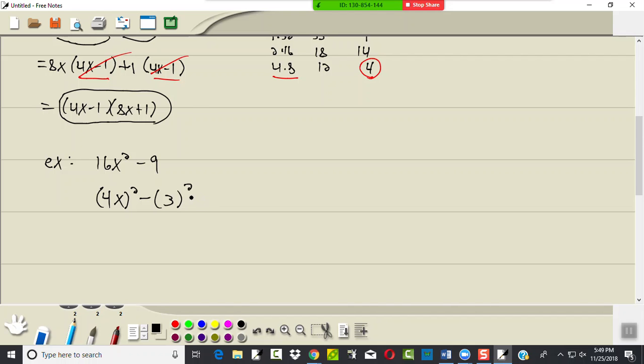Now, if you're able to rewrite it in this form, that's when you can use difference of two squares. Now I'm going to label what's in the first set of parentheses as F for first, and I'll label what's in the last set of parentheses as L for last. And this is just a formula: F plus L times F minus L. After you've identified your F and your L, you just plug them in. So we're going to have 4x plus 3, and we'll have 4x minus 3. And that's our answer.